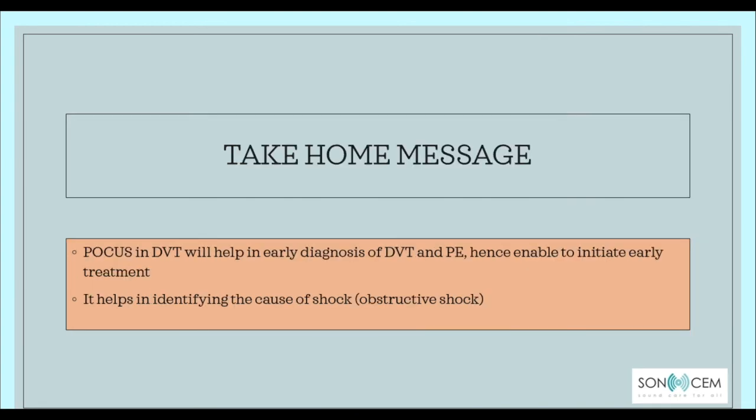Last but not least, take-home message. PoCUS in DVT will help in early diagnosis of DVT and pulmonary embolism. Hence, we are able to initiate early treatment. It is also helpful in identifying the cause of shock, obstructive shock.